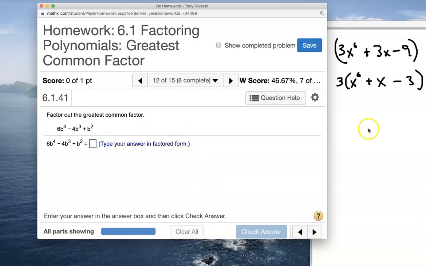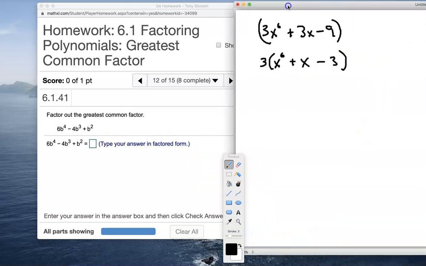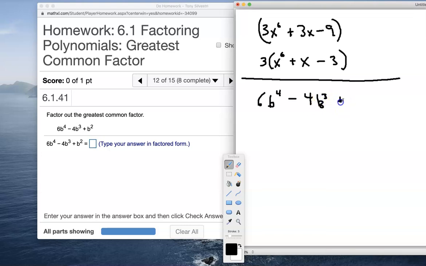Almost done. Now, let's do this one. Number 12, I'm going to separate this. I'm going to say 6b to the 4th power minus 4b cubed. It's a b cubed, sorry. Plus b squared. So pretend, I can save that. Here, I can take that little smudge out of there. There you go. That's a beautiful b.